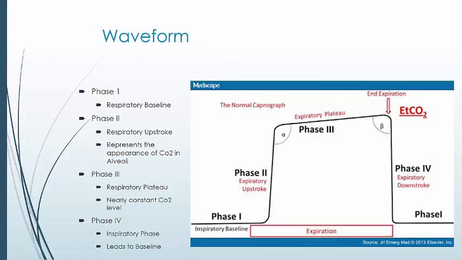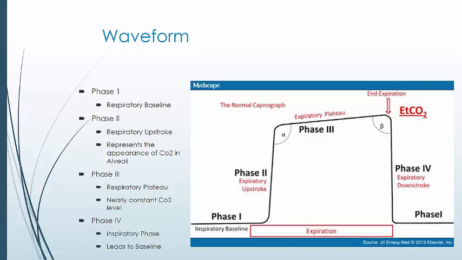So phase two is the respiratory upstroke, and what this is, the alveoli are releasing CO2, and it's measured when it comes out. For most patients, this should be pretty much vertical. And then it's going to make a 90-degree turn into the expiratory plateau. So that's going to be phase three, the expiratory plateau.